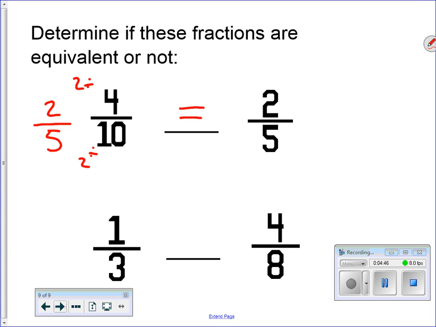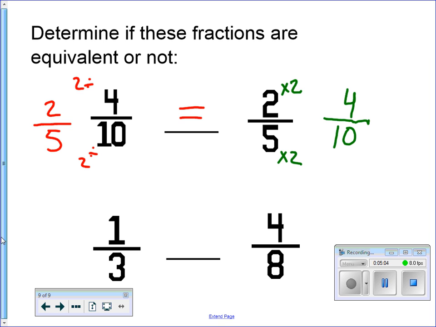If we wanted to use the multiplication rule, we could have done that too. We could have come over to this side here and put 10 down here, and we would have realized that 5 times 2 is 10. So I would have done the same thing to the numerator. 2 times 2, 4. 4/10 is equal to 4/10, so those are equal.